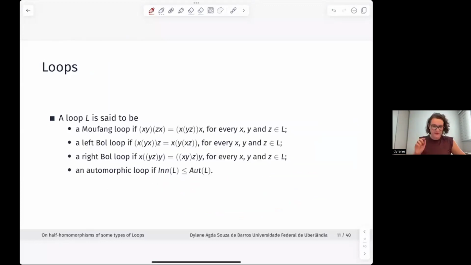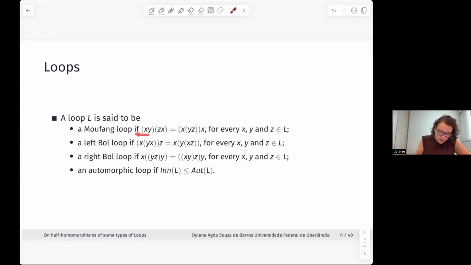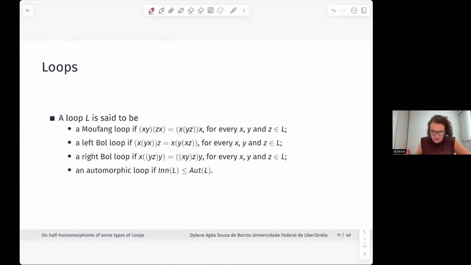Okay, so let's start from here. We say a loop is a Moufang loop if this identity holds for every x, y, and z in L. We say that a loop is a left Bol loop for this identity, I mean this identity here, and a right Bol loop for this identity. And just a remark: if a loop is a left and right Bol loop, then we have a Moufang loop.